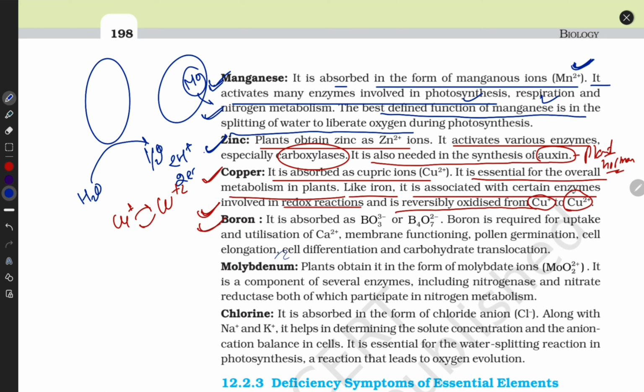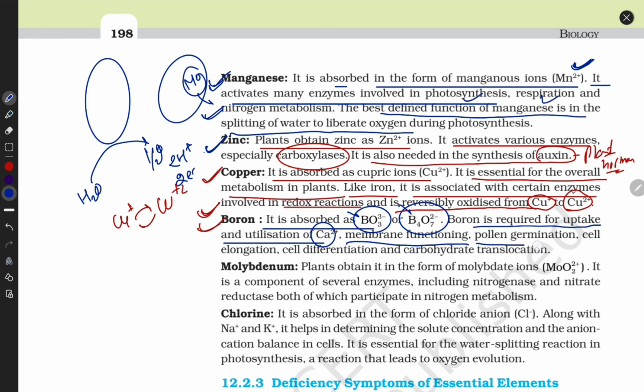Boron, again, most important, guys. It is absorbed in this form and this form. This is the form of boron. Plant will absorb this form of boron and this form of boron. Boron is required for the uptake and utilization of calcium. They are responsible for absorption of macronutrients.